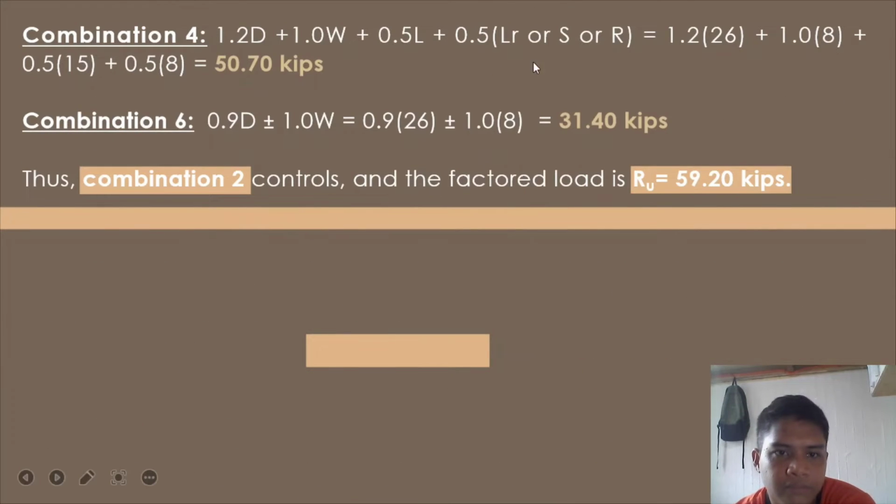Next, combination 4. Okay, so dito nilagay ko pa yung combination 6 to prove talaga na mas mababa pa rin talaga siya. Ayan, mababa yan siya. Next is combination 4, 50.7. Concluded natin dito na answer is the combination 2 controls and the factored load is 59.20 kips. By the way, ang ginawa ko dito is 2 decimal places sa lahat-lahat para maging uniform.